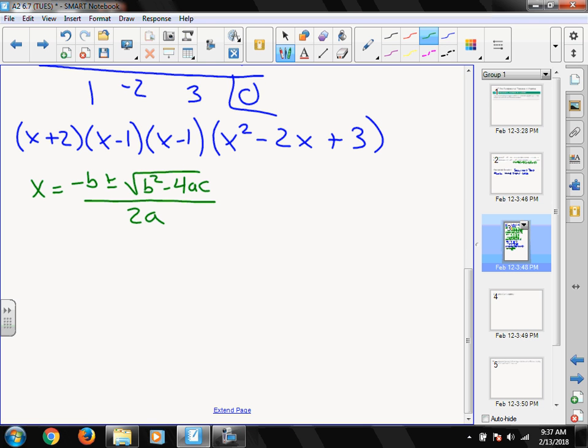Use your quadratic formula. Okay? What is my A value? 1. What is B? And C?